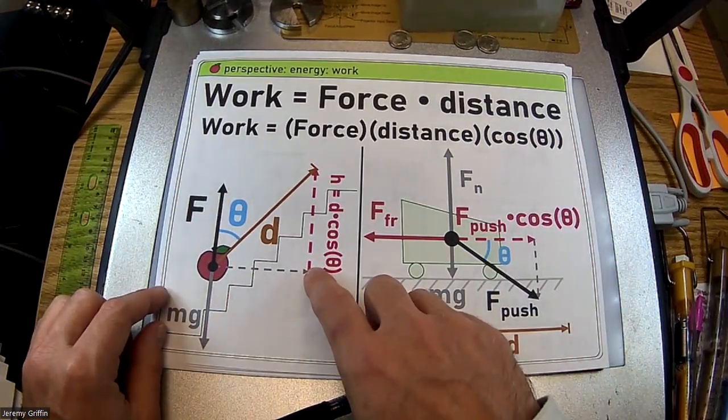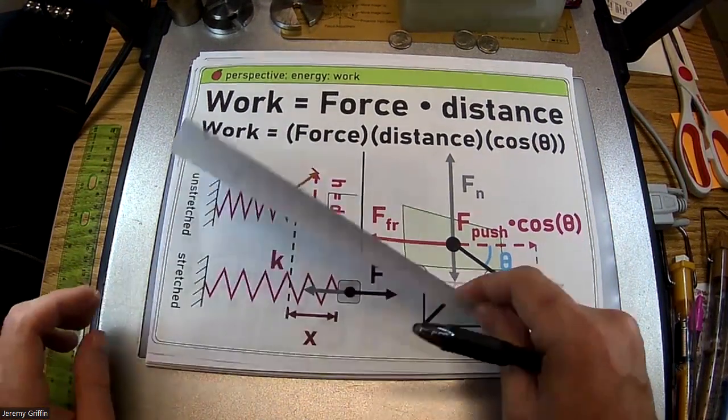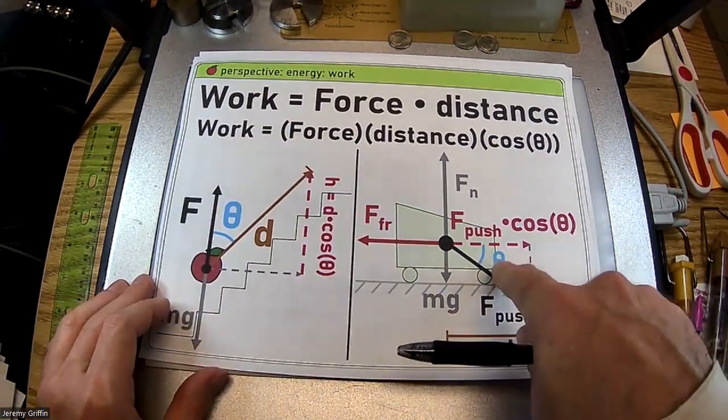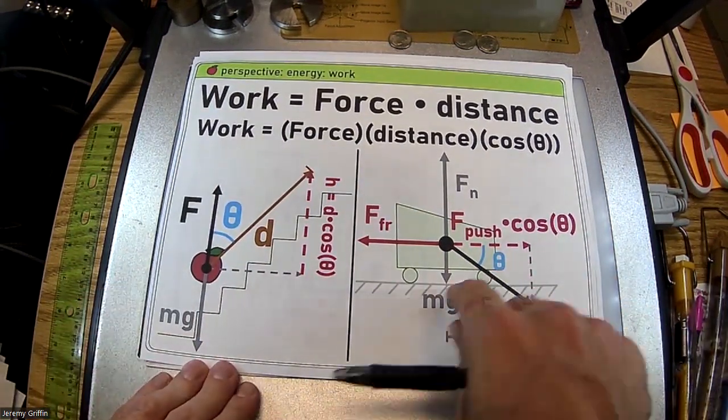Is that okay? All right. And then here's a horizontal type example. What if you're pushing a shopping cart?